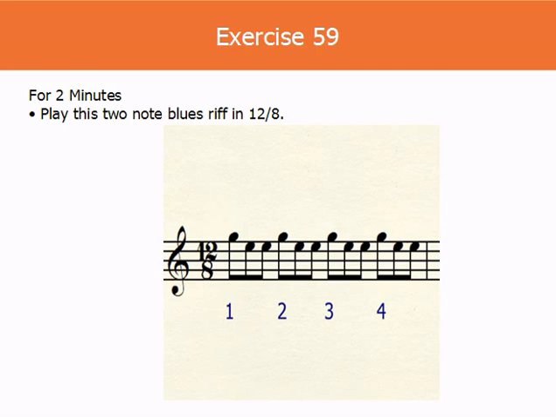Okay, here's our key. So we get 1, 2, 3, 4. 1 and a 2 and a 3 and a 4 and a, 1 and a 2 and a 3 and a 4 and a, 1 and a 2 and a 3 and a 4 and a.